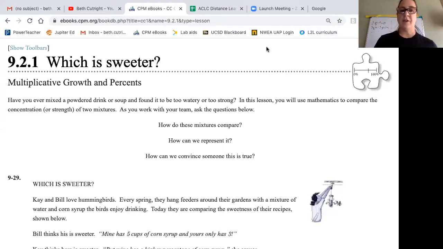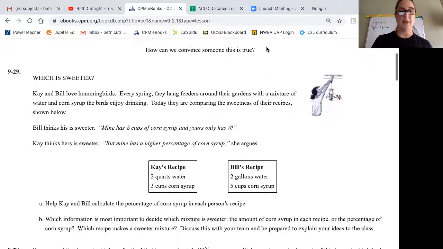Have you ever mixed a powdered drink or soup and found it to be too watery or too strong? In this lesson, like when you make lemonade, you will use mathematics to compare the concentration or strength of the two mixtures. So let's start right away with number 29.